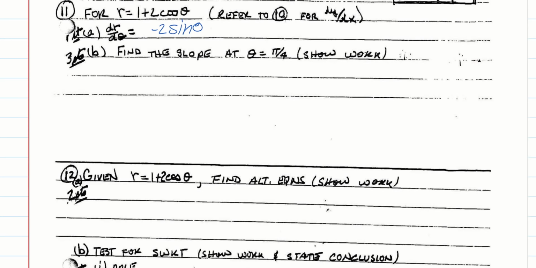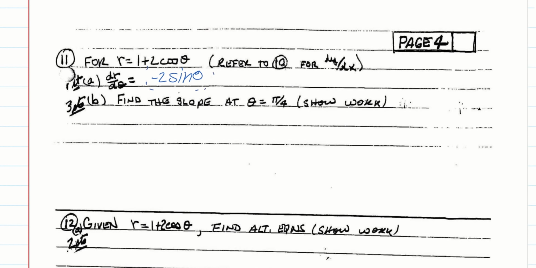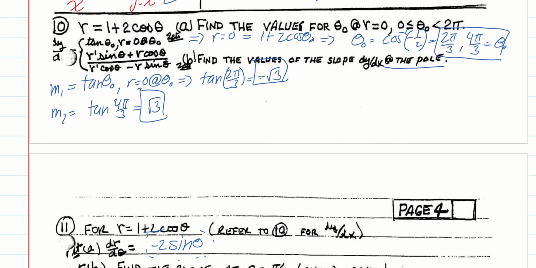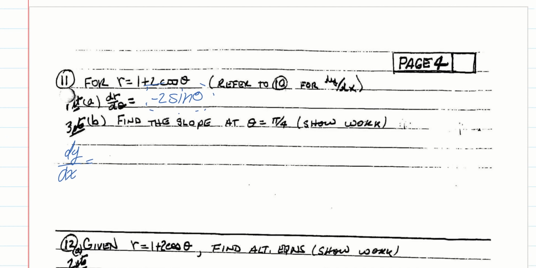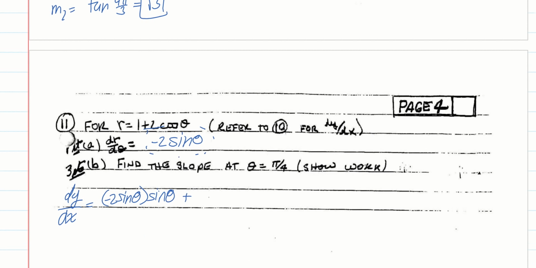So now it says find the slope at theta equals pi over 4. So that means we need to plug this in to our dy dx, which is equal to r prime. So it's going to be this negative 2 sine theta plus sine theta. I think I said r again, but sorry, I said r. So it's going to be 1 plus 2 cosine theta.